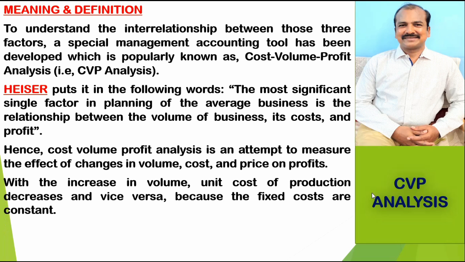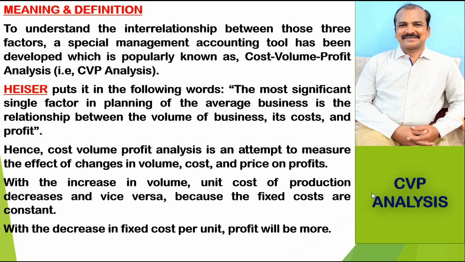With the increase in volume, unit cost of production decreases. If the volume of production goes up, obviously the cost of making every unit of a given product will come down, and vice versa. It's because of what reason? The fixed costs are constant. With a decrease in fixed cost per unit, obviously profit will be more.